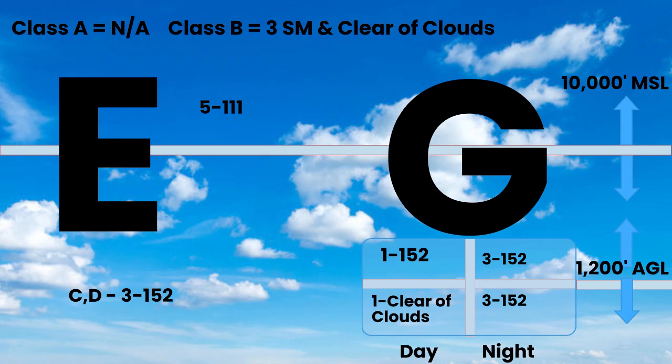So what happens if you're flying in Class Golf airspace below 1,200 feet AGL? Well then, your weather minimums are day 1, clear of clouds, and night 3,152.